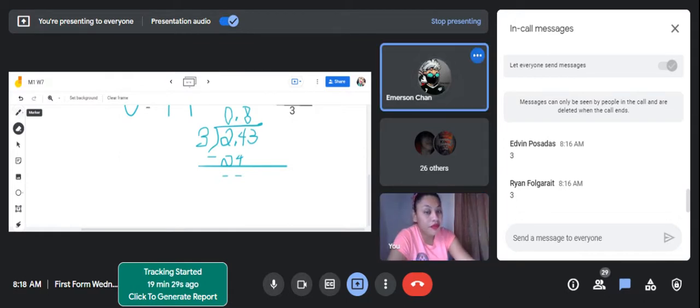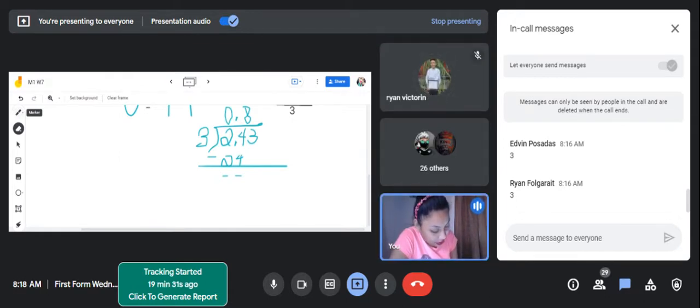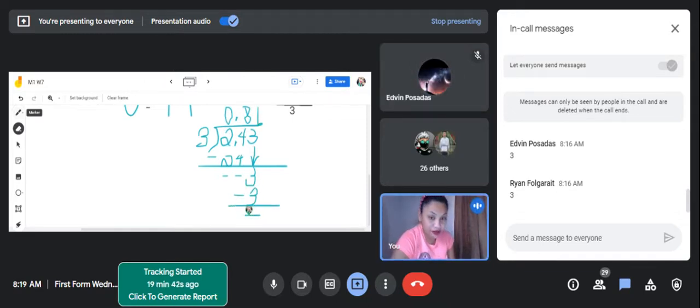Bring down the 3. Very good. I'm going to bring down the 3. Now 3 into 3. How many times? 1 time. And I'm going to do 3 there. And I have no remainder, right? So what is your answer?